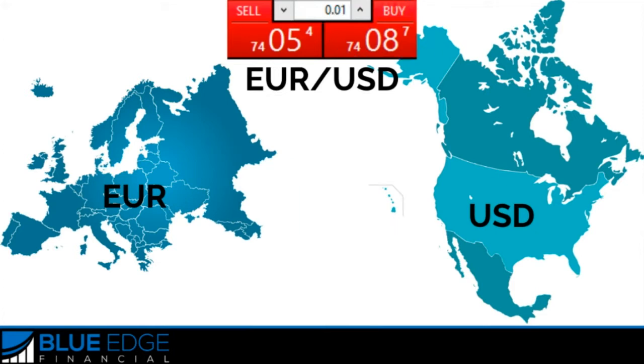Now, the opposite, if you believe that the US economy is strong and the euro will continue to weaken against the US dollar, you would execute a sell euro USD order. So by doing this, you've sold the euro because you're expecting it to continue to fall versus the US dollar.